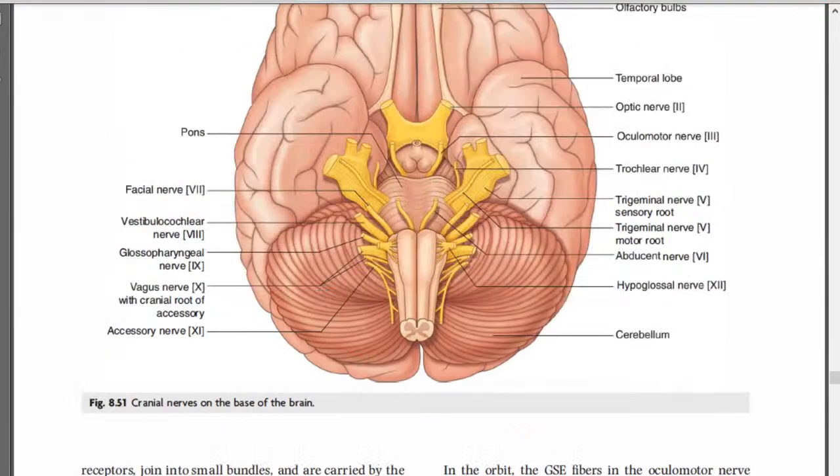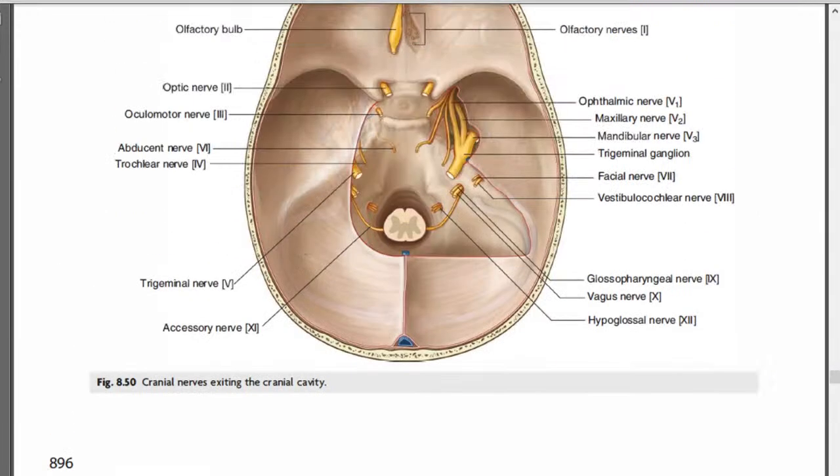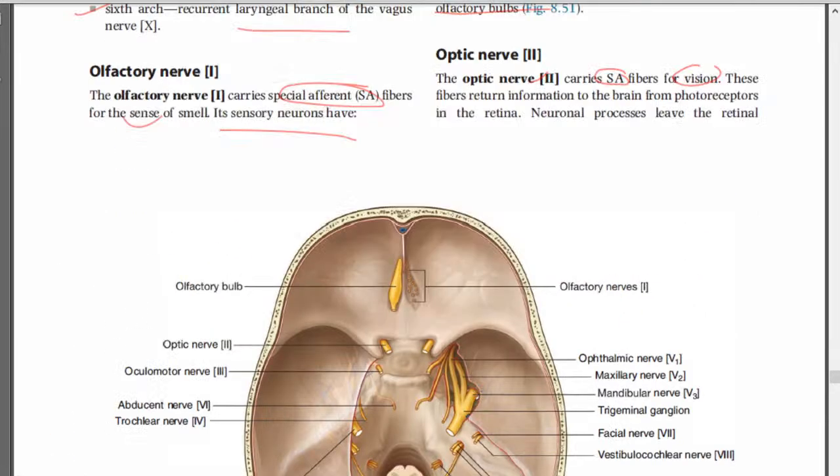It is given in figure 18.50. Let's see what is in figure 18.50. There is the olfactory bulb, and the olfactory nerve coming out, and there is the optic nerve, which comes through the optic canal.